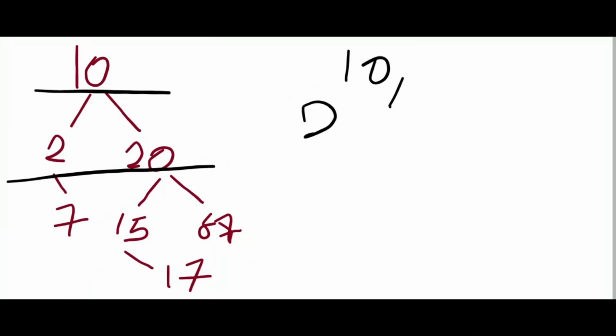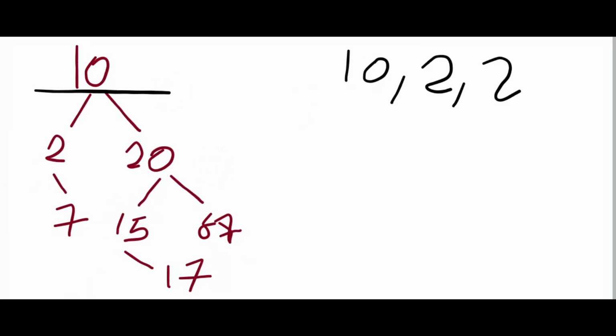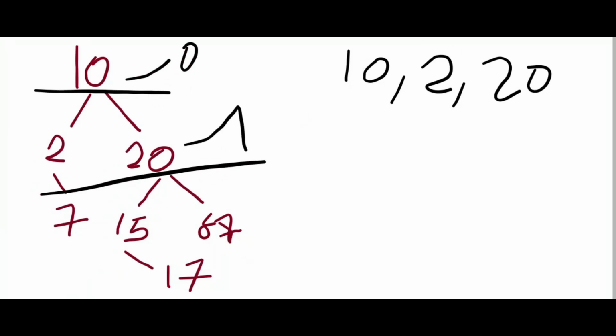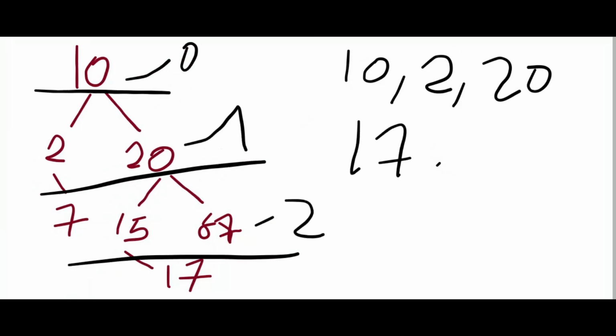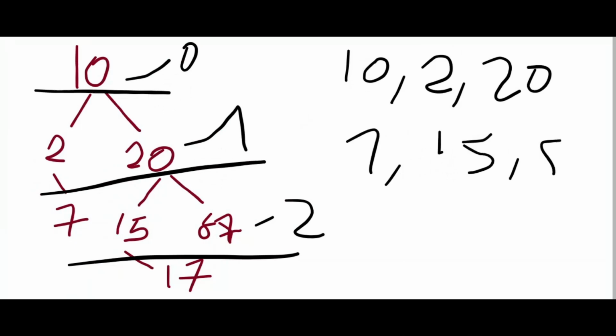So we're going to have 10, we're going to have 2 and 20. Then we're going to move over to the third level, or the second level, since it's 0 index based. So the second level, then we're going to have 7, not 17. We're going to have 7, 15, and 87. And the last depth, or the last level, we're then going to have 17. So basically this is what the level order looks like.